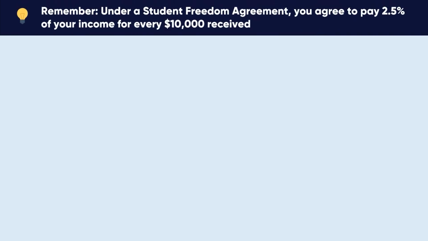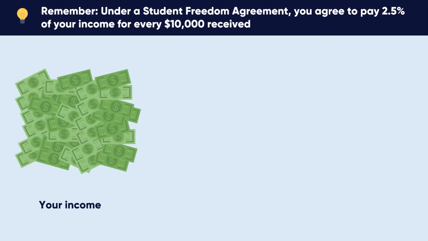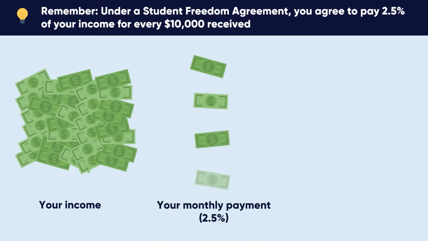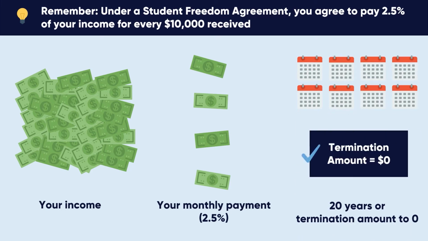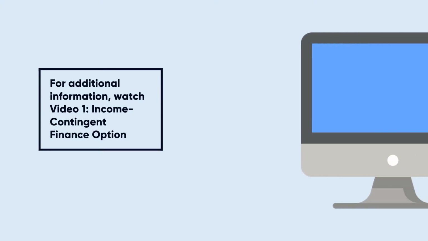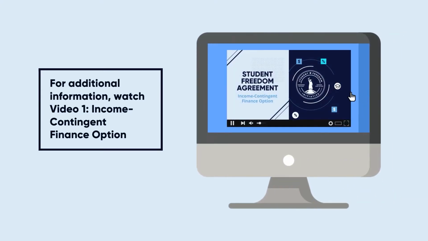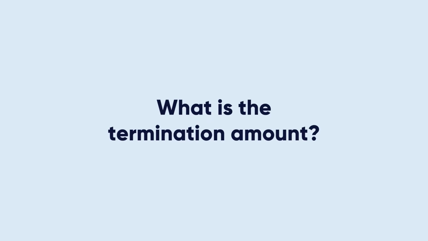A quick reminder that under a Student Freedom Agreement, you agree to pay 2.5% of your income for every $10,000 received. You'll make these income contingent payments on a monthly basis for either 20 years or until you reduce the termination amount to zero. For additional information on the basics of a Student Freedom Agreement, please watch video 1 in this series. So what do we mean when we say the termination amount?